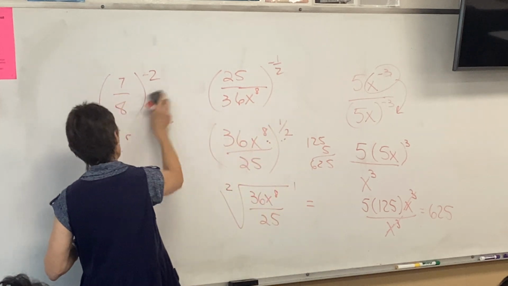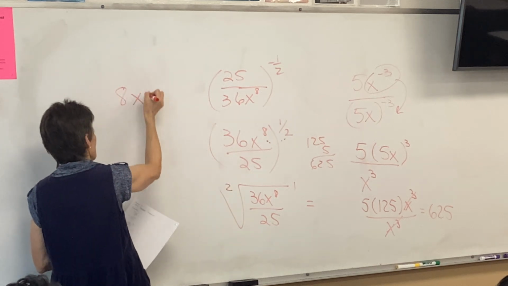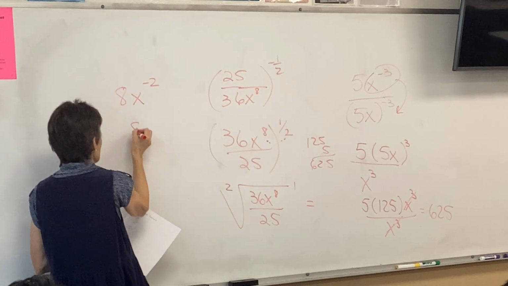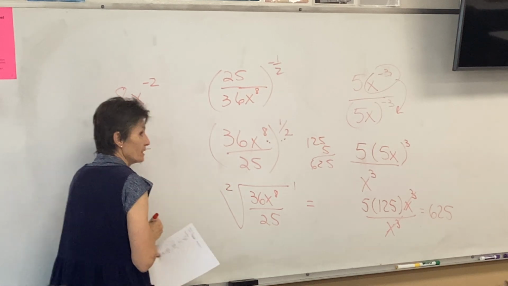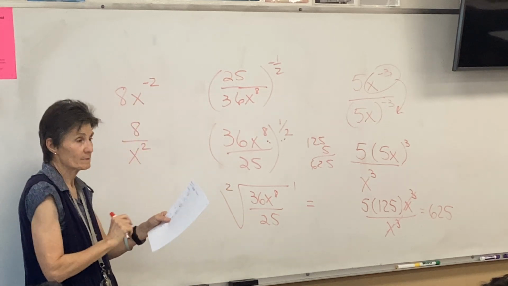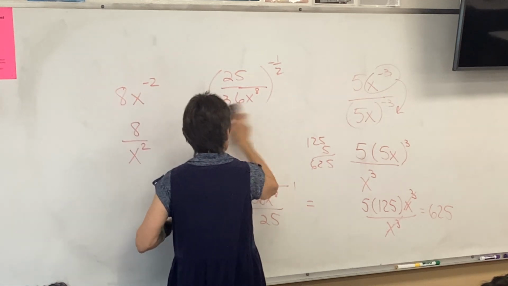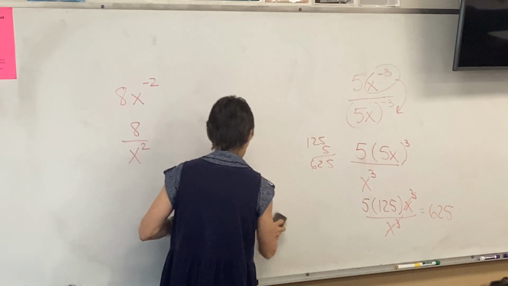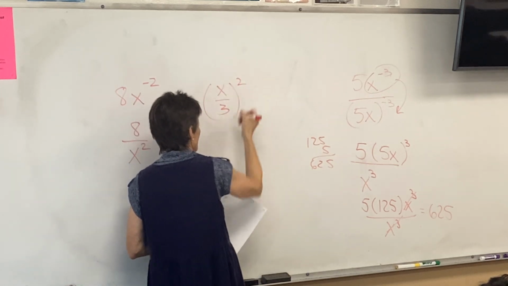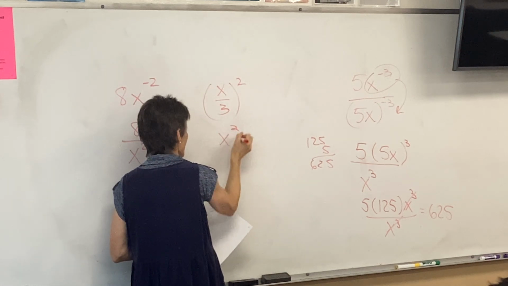Number 5 is the same kind of thing. It looks a lot easier, but it's the same thing. What's that gonna be? 8 over x squared. The 8 stays, the x squared comes down. Beautiful. Is that it? That's it. How about 6? You're gonna flip it and make x over 3, and then you're gonna square it. x squared over 9.